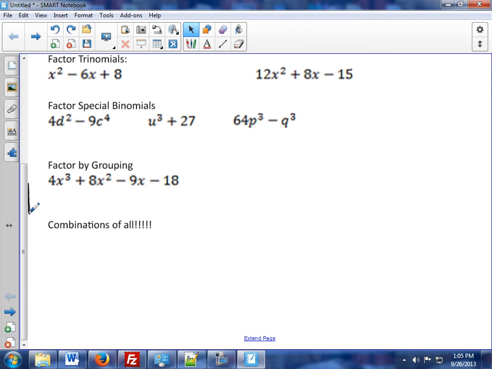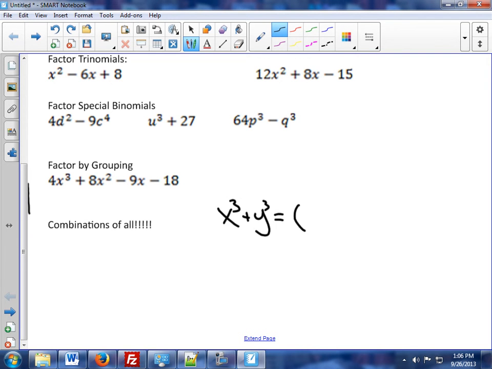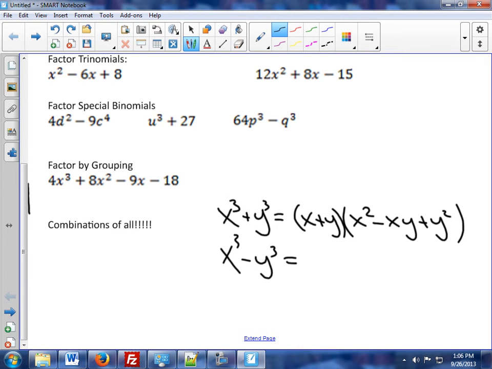Now for the next two, all you really need to do is remember your formulas. Remember, x cubed plus y cubed is equal to x plus y, x squared minus xy plus y squared. And x cubed minus y cubed is x minus y, x squared plus xy.